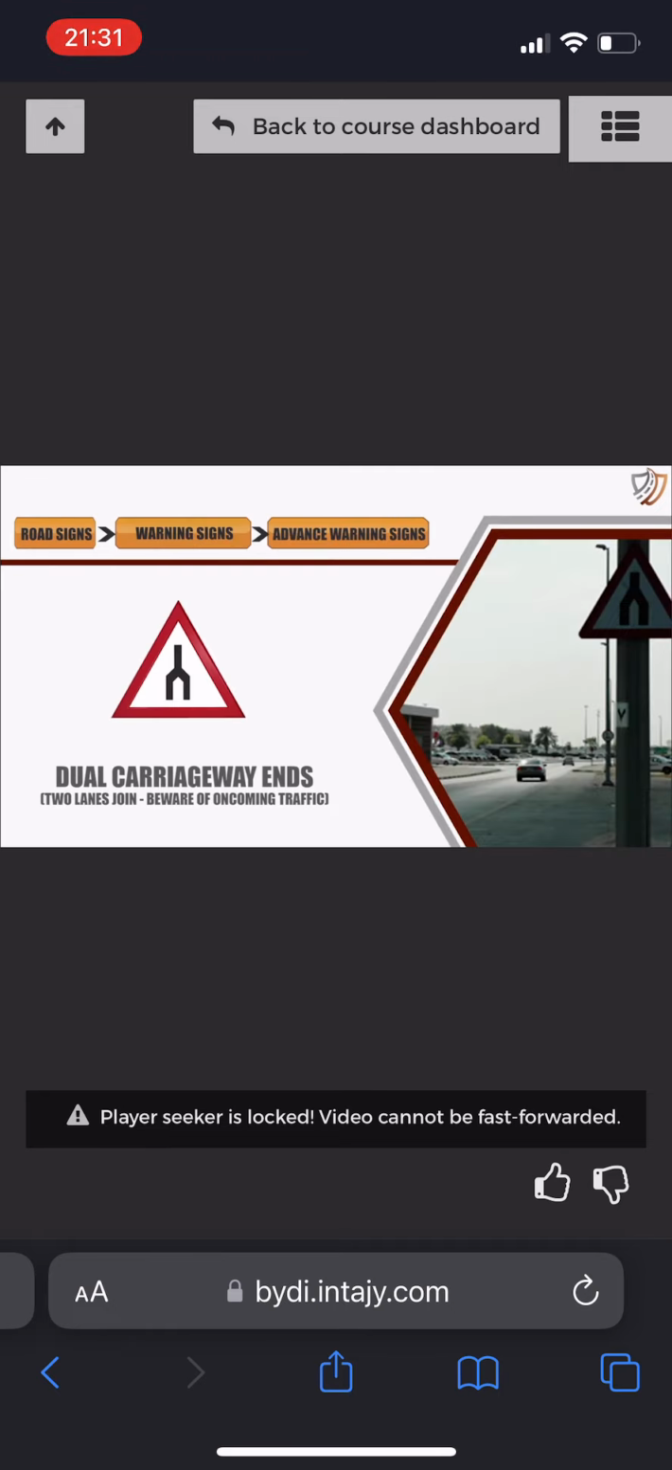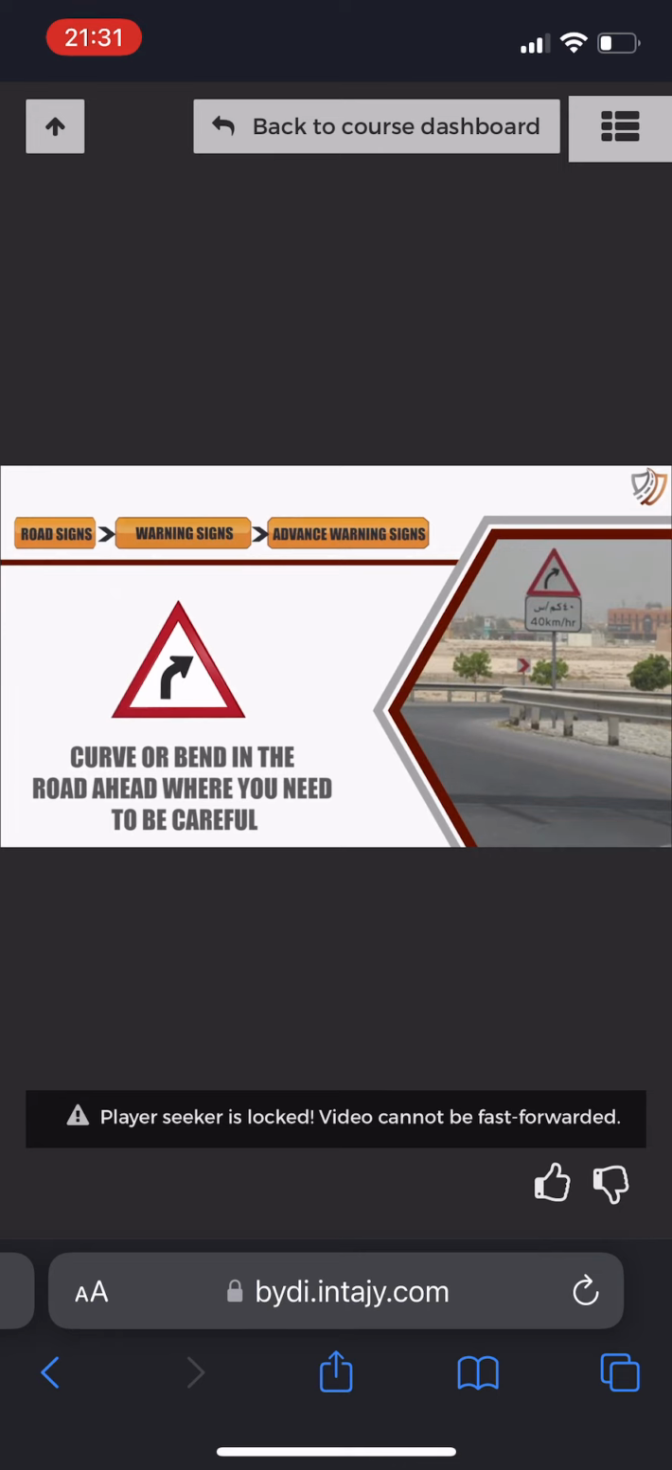Dual carriageway ends. This sign indicates that the dual carriageway will end ahead and will continue as a single carriageway. A dual carriageway is a road on which traffic traveling in opposite directions is separated by a central median or divider. A single carriageway is a road on which traffic traveling in opposite directions is separated by strips or lines. Motorists must adjust the speed and position in the proper lane.